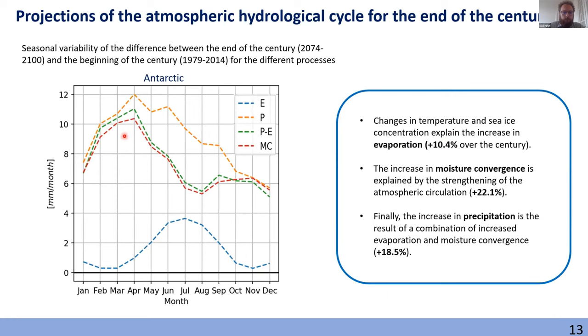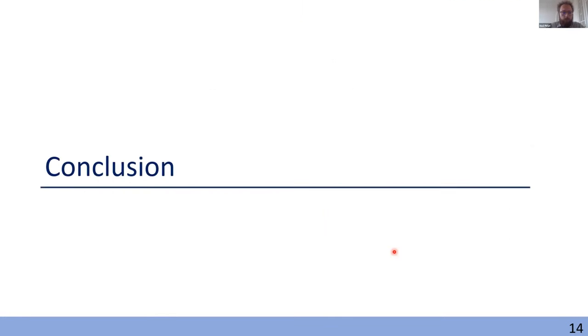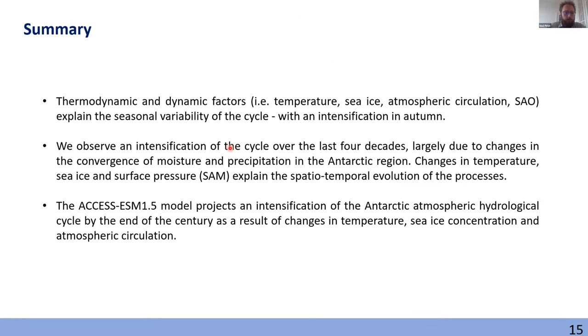And for the moisture convergence and the precipitation, the increase occur mainly during the autumn. And this is due to the strengthening of the atmospheric circulation. And for the moisture convergence, it's about 22.1%. And for the precipitation, the increase is about 18.5%. So to conclude this presentation rapidly, there is the thermodynamic and dynamic factors explain the variability of the cycle.